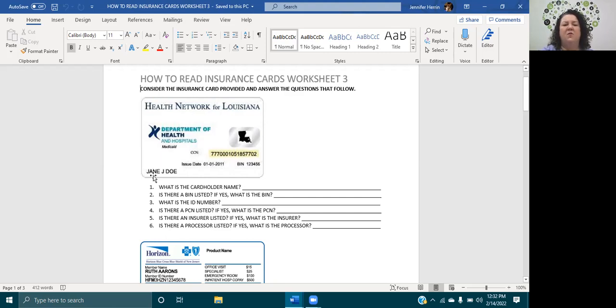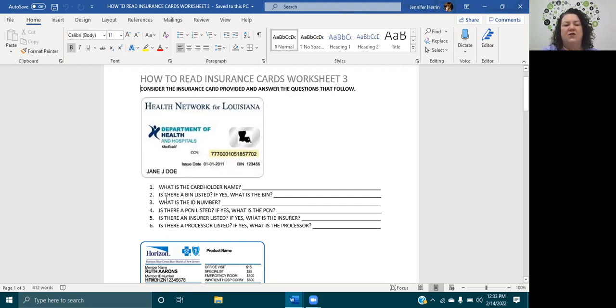But down here in the bottom right hand corner, we see we have a name. And of course, they've given us just a real generic name because this is for study purposes. We don't want to be using anybody's real information, getting into privacy issues, things of that nature. So they have the name on this insurance card labeled as Jane J. Doe, just a very generic name, but that would be the name of the card holder on this particular card.